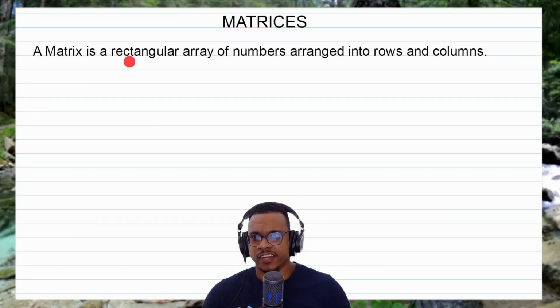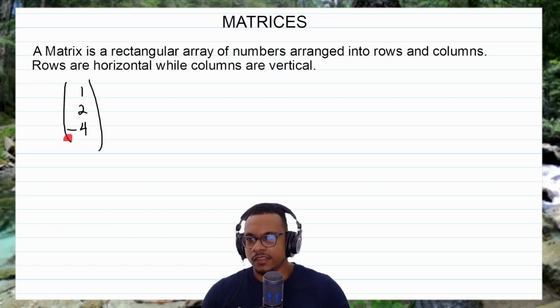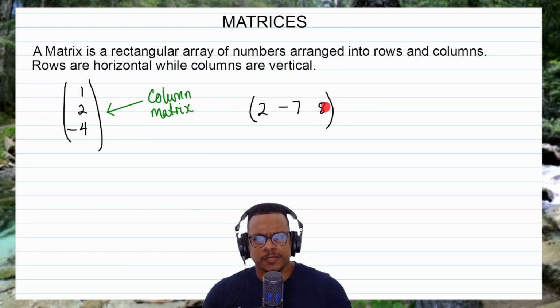A matrix is a rectangular array of numbers arranged into rows and columns. Rows are horizontal while columns are vertical. In this matrix, we have one column because columns are vertical, and this matrix will be called a column matrix because it only has one column. Now this matrix here has one row because rows are horizontal, and since there's only one row in this matrix, we call it a row matrix.